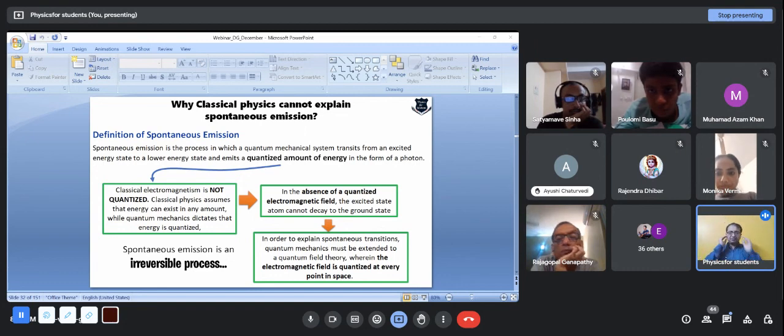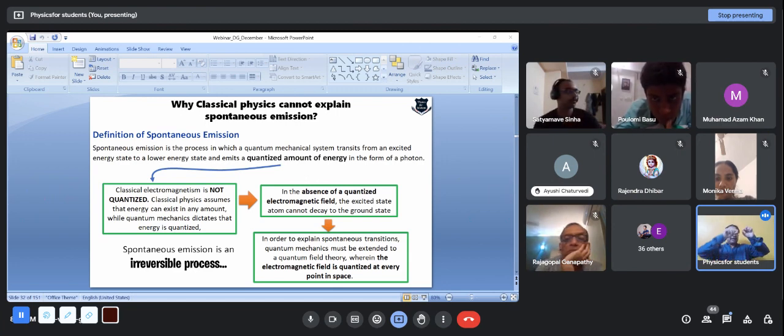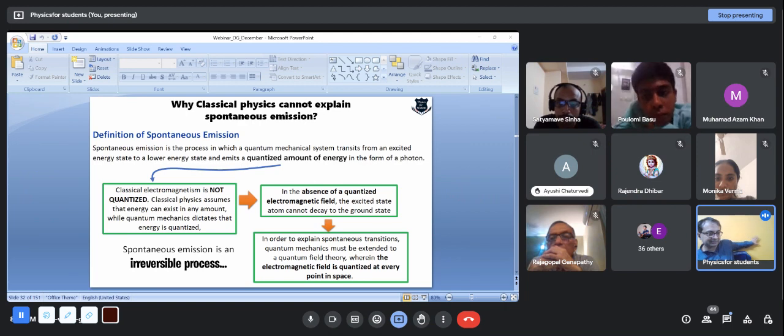In the absence of the quantized electromagnetic field, the excited state of an atom cannot go back to the ground state. That means here is the atom, it has been excited, and it is not able to go back to the state. To explain spontaneous emission, we need the entire space from the point where the atom has emitted to this other point to be quantized, which I am unable to do, because classical mechanics does not give me the tool to quantize every point in space.